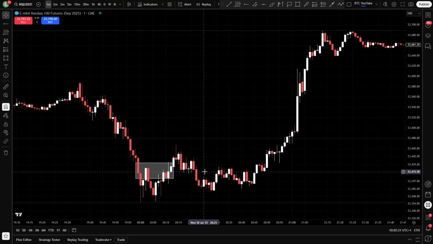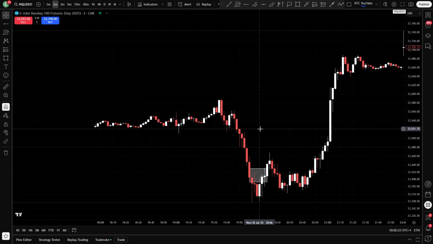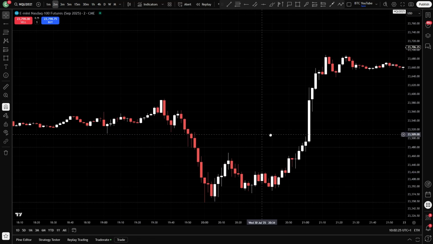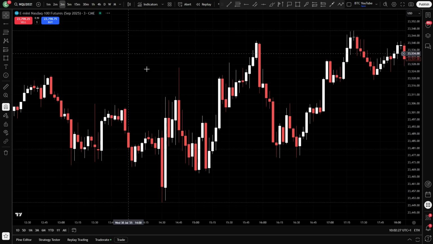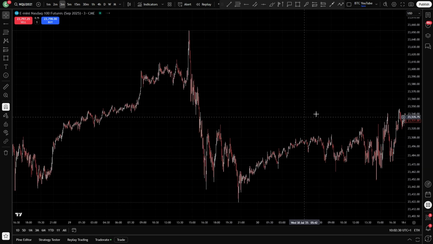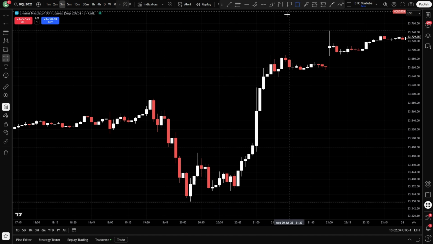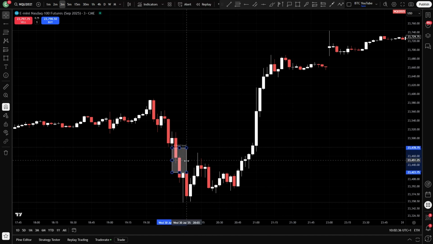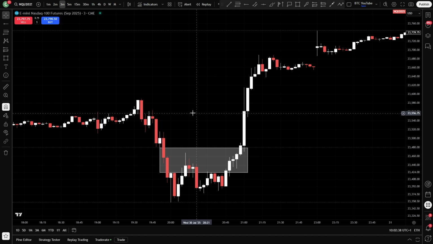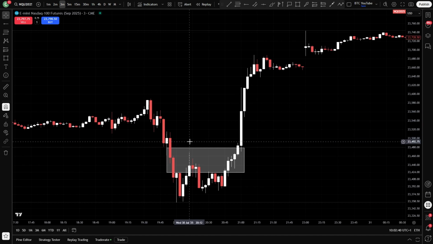I was trying to find an entry down here, literally the entire session, but there wasn't really anything clean here. You can see this drop to the downside didn't give us the fair value gaps really that we were looking for. There was one here, potentially on the 3 minute, that you could have taken like this. This actually would have been a good play, if I'm honest.